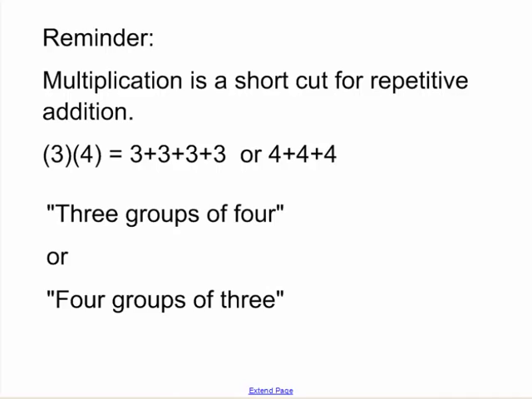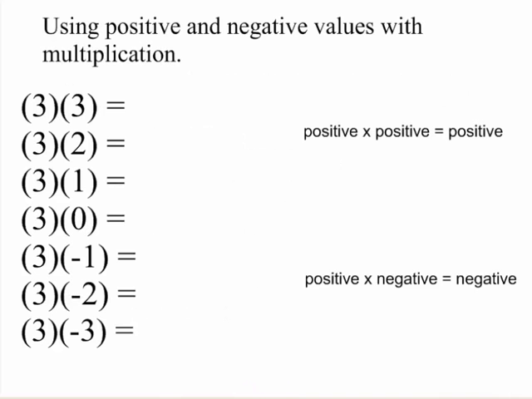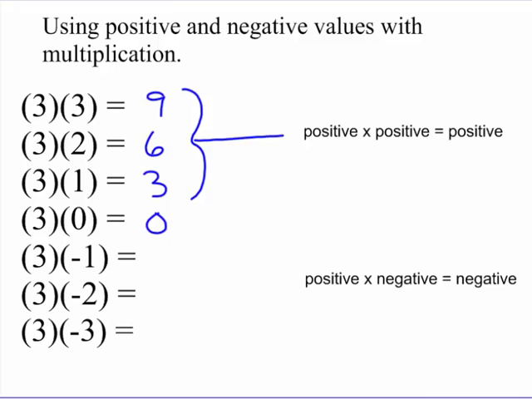Quick reminder, multiplication is a shortcut for repetitive addition. So 3 times 4 is the same as 3 groups of 4 or 4 groups of 3. We're going to warm up with multiplying some numbers together just to get our brains going. 3 times 3 would be a positive 9. 3 times 2 is a positive 6. 3 times 1 is 3. 3 times 0 is 0. So we can notice there that when we multiply two positive numbers together, they remain positive. So that's the good news.